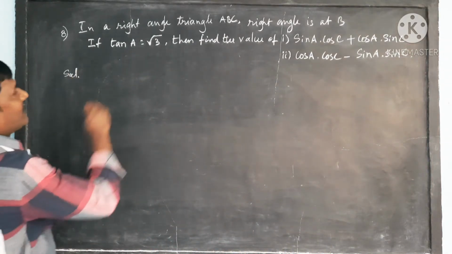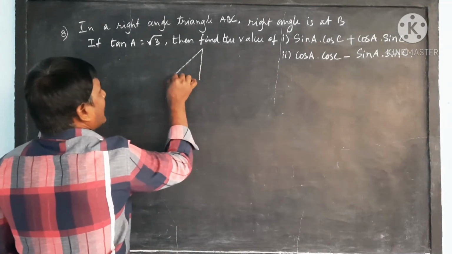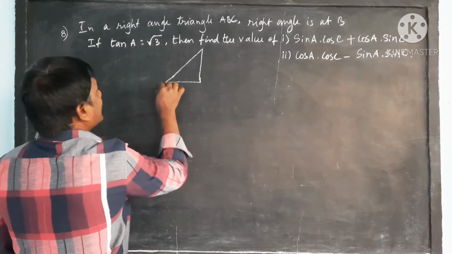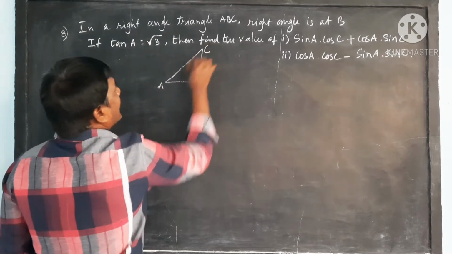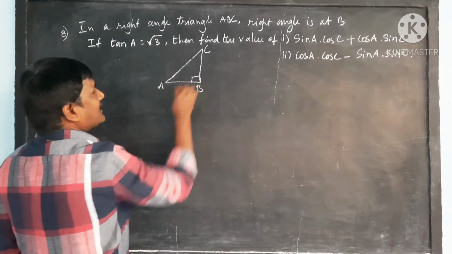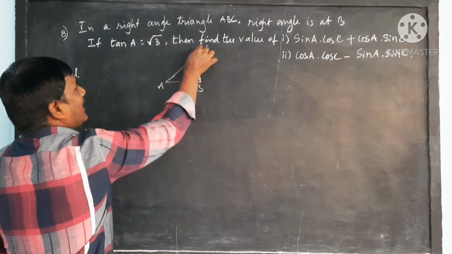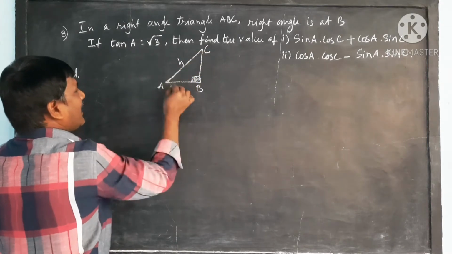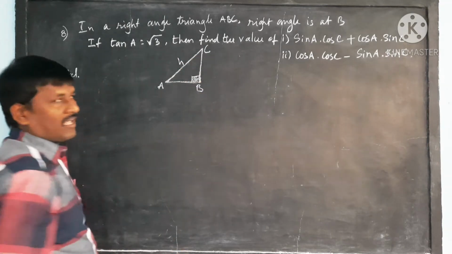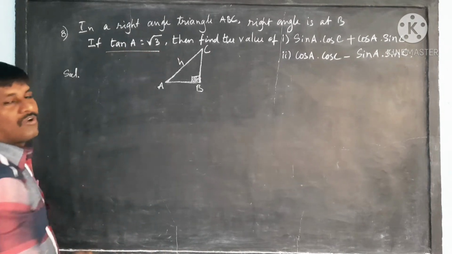As the question says, it is a right angle triangle. Let us first draw a right angle triangle ABC, in which the right angle is at B. We know that the side opposite to the right angle is the hypotenuse, and AB and BC are the perpendicular sides. Now let us write the given: tan A is equal to root 3.